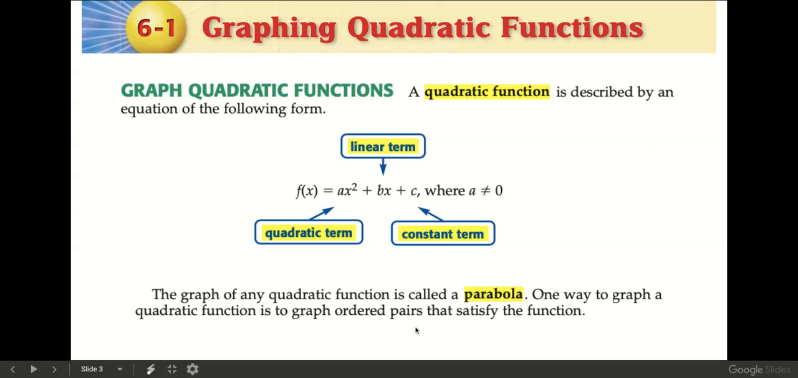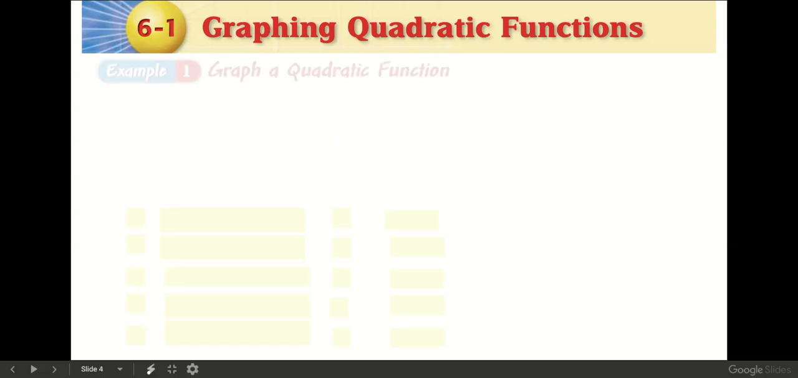The graph of any quadratic function is called a parabola. One way to graph a quadratic function is to graph ordered pairs that satisfy the function. You might have had experience with parabolas already or not. They usually look like a smiley face or a sad face. So that's what we're going to dive into next.